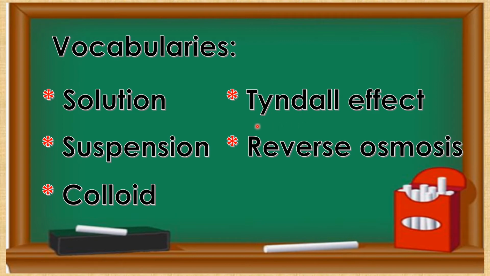Another word is Tyndall effect. Tyndall effect is spelled as T-Y-N-D-A-L-L. Tyndall effect. E-F-F-E-C-T. Effect. Tyndall effect. Next is reverse osmosis. Reverse osmosis is spelled as R-E-V-E-R-S-E. Reverse osmosis. O-S-M-O-S-I-S. Osmosis. Reverse osmosis.